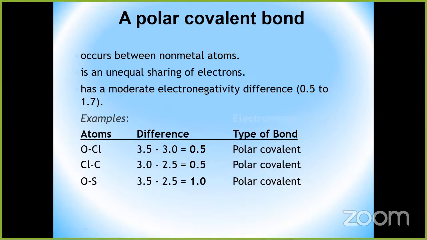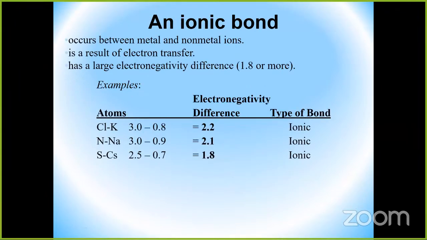And then now, the last category, which is ionic, where the difference is large. And when we say large, we're talking about the difference being 1.8 or more. Then we consider these bonds to be ionic. So for example, the bond between potassium and chlorine, that difference is 2.2. The bond between sodium and nitrogen, that difference is 2.1. And the bond between cesium and sulfur, that difference is 1.8. So therefore, we consider all these bonds to be ionic, all right?